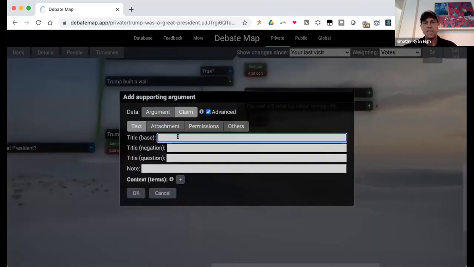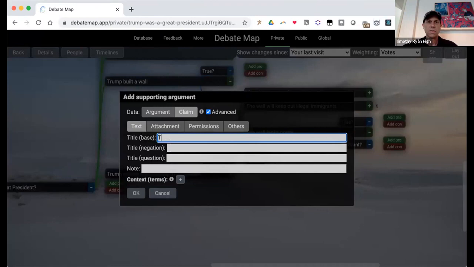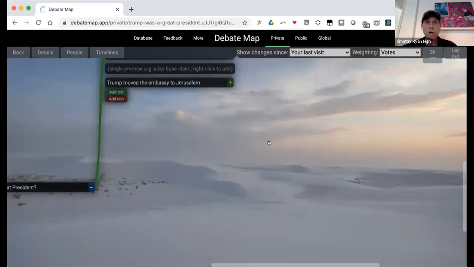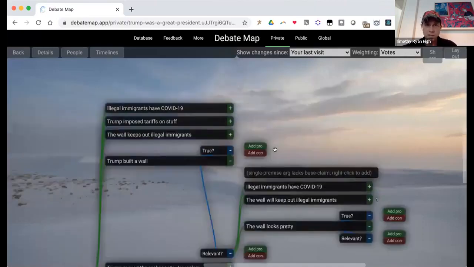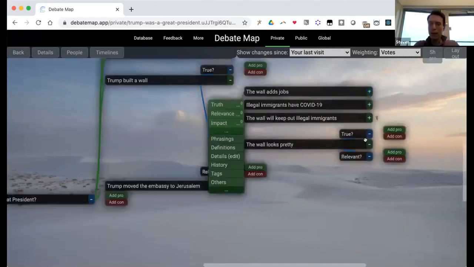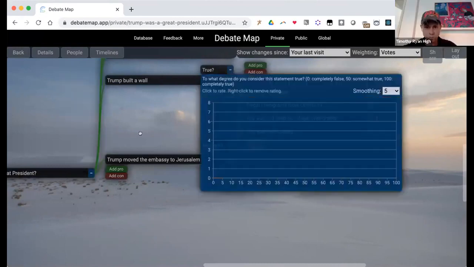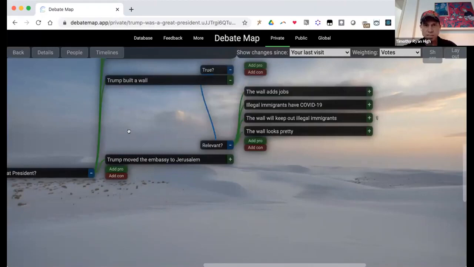And when somebody makes other claims, like the wall looks pretty, that would be irrelevant. What does the wall looking pretty have to do with relevance? The wall adds jobs. Why is this supporting Trump built a wall? No, you're adding it to relevance. How do these things make it more relevant? Make what? Trump built a wall is the argument, and I'm increasing the relevance of that by saying all the good things the wall does.